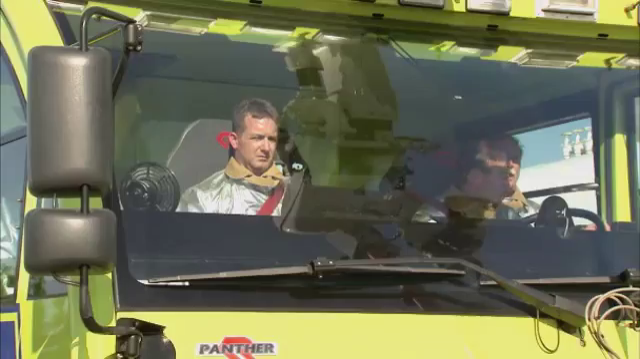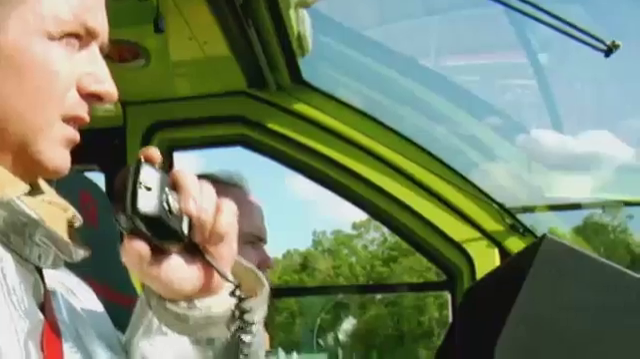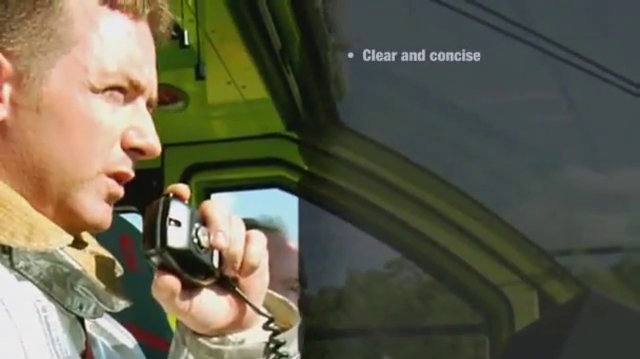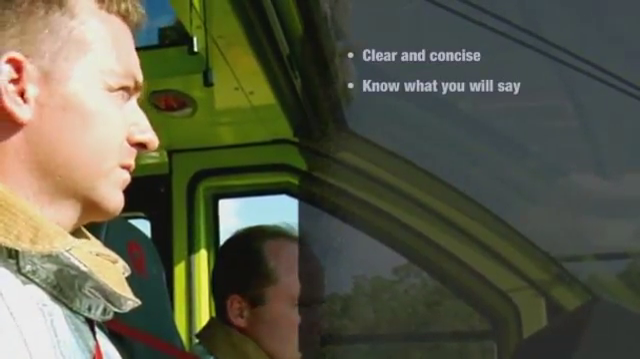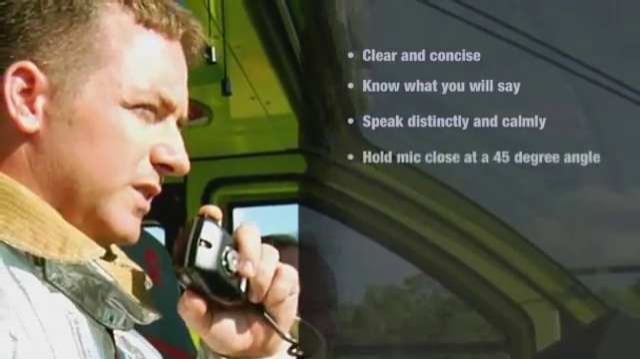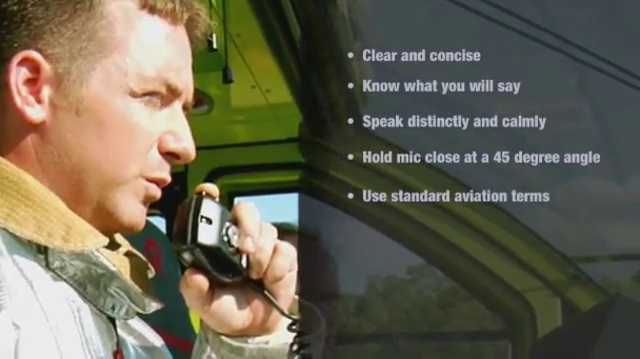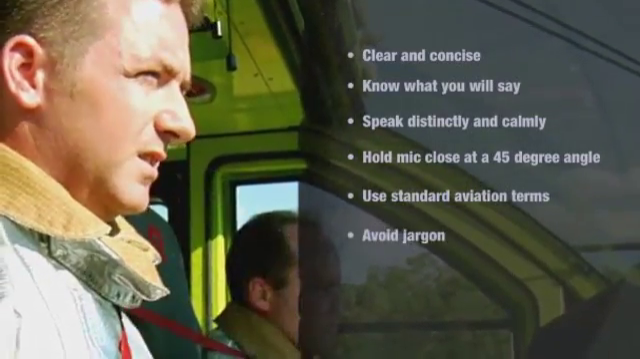Misinterpretations and mistakes can and will occur. When you do speak, be clear and concise. Know what you're going to say before you say it. Speak distinctly and calmly at moderate speed. Hold the microphone close to your mouth at a 45-degree angle. Use standard aviation terms and phrases, and avoid jargon and codes.